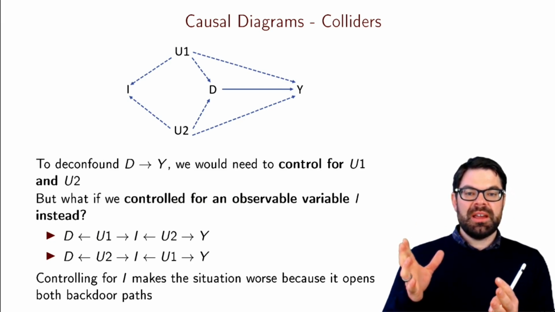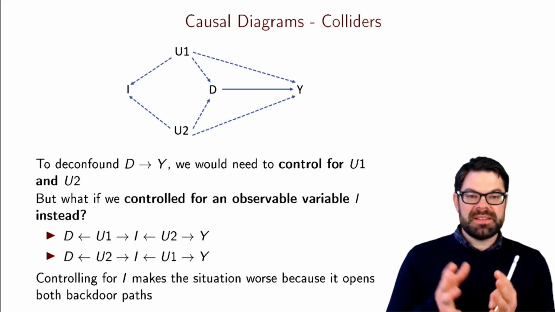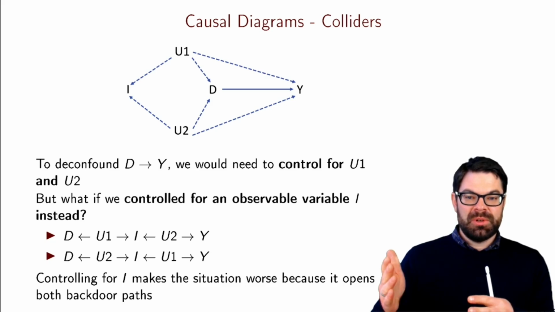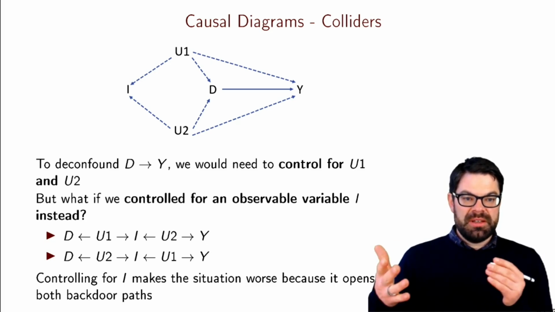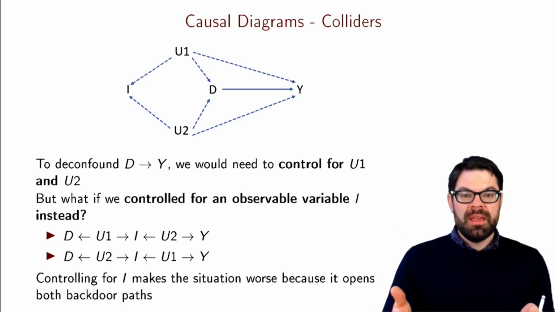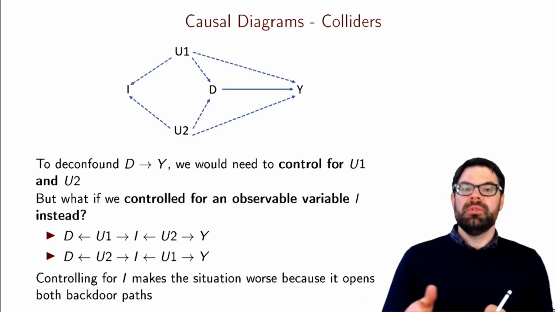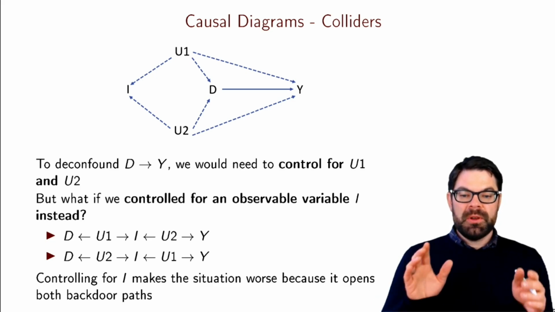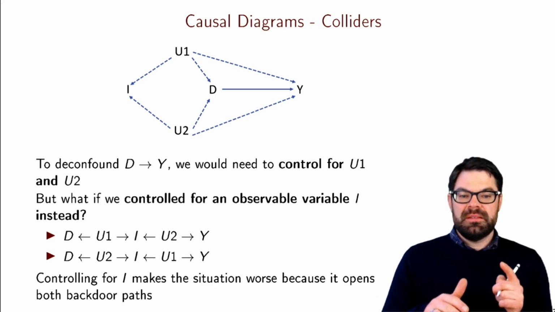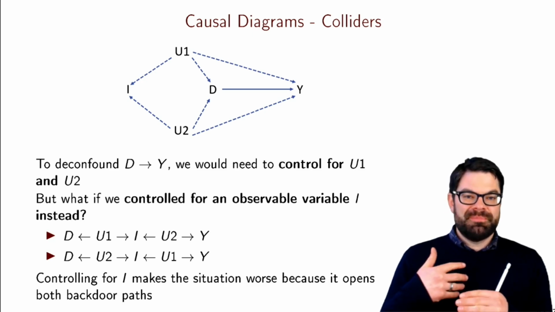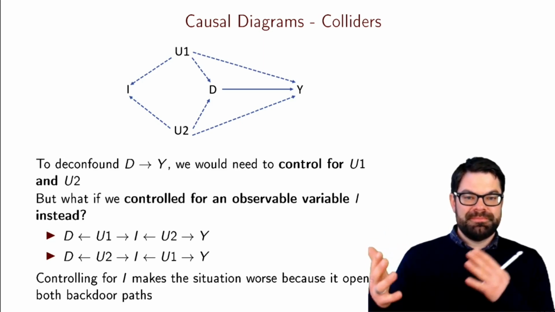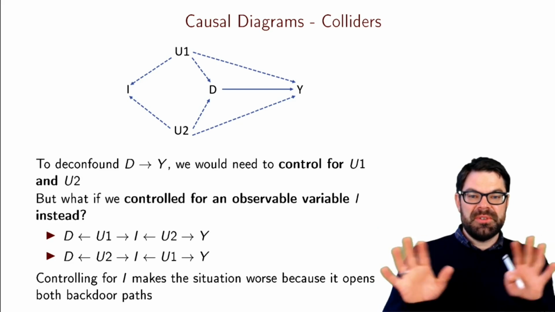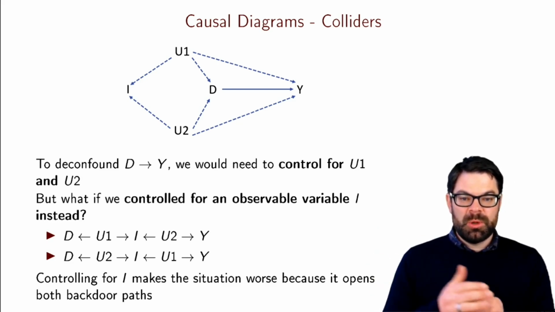So let me show you one example of a DAG where you have a collider. What you have here again is our relationship between the treatment and the outcome, our treatment effect that we're interested in, and we have two confounders. These confounders U1 and U2 are unobservable to us. But what is observable is the variable I. I cannot really provide an example here, but you could easily see how these types of constellations of different variables could occur in one context or another.